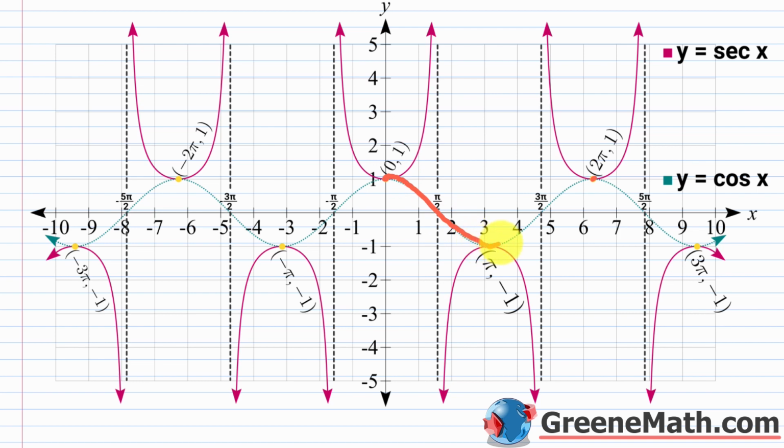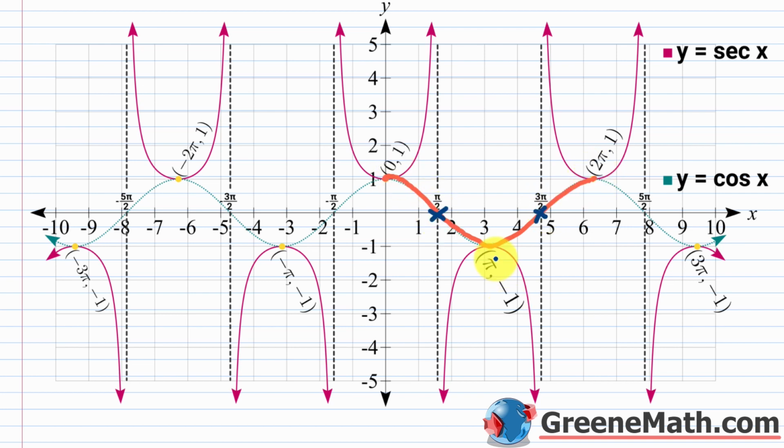So if we look at it over one cycle, it looks like that. At the start of the cycle, your x value is 0. When you get 1/4 of the way through, your x value is pi over 2, so you have an x-intercept. When you get to the middle, your x value is pi. 3/4 of the way through, your x value is 3 pi over 2, so you have an x-intercept, and then you finish up at 2 pi for the x value.